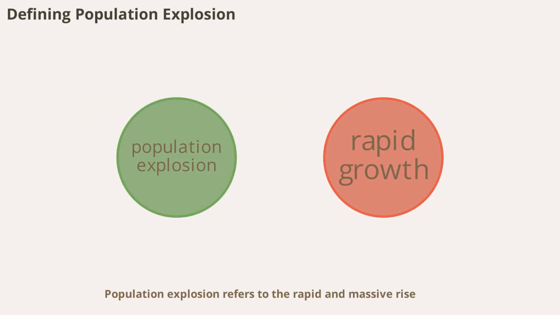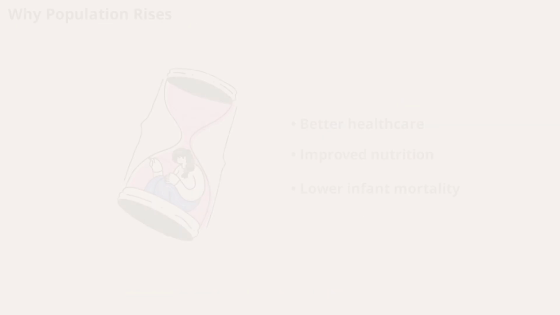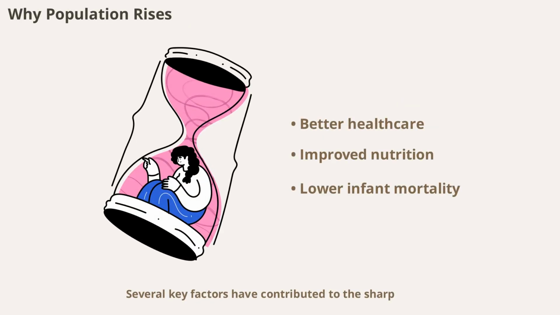Population explosion refers to the rapid and massive rise in the world's population over the last few centuries. This phenomenon began in the mid-19th century and has continued to accelerate, especially in countries like India and China, which together make up about one-third of the world's population. On October 31, 2011, the global population reached the 7 billion mark, a milestone that highlights the scale and speed of this growth.